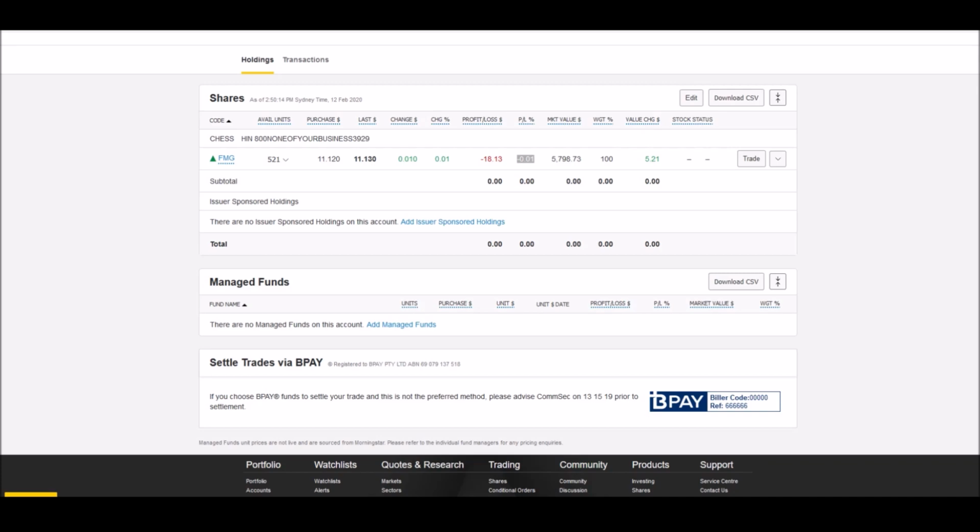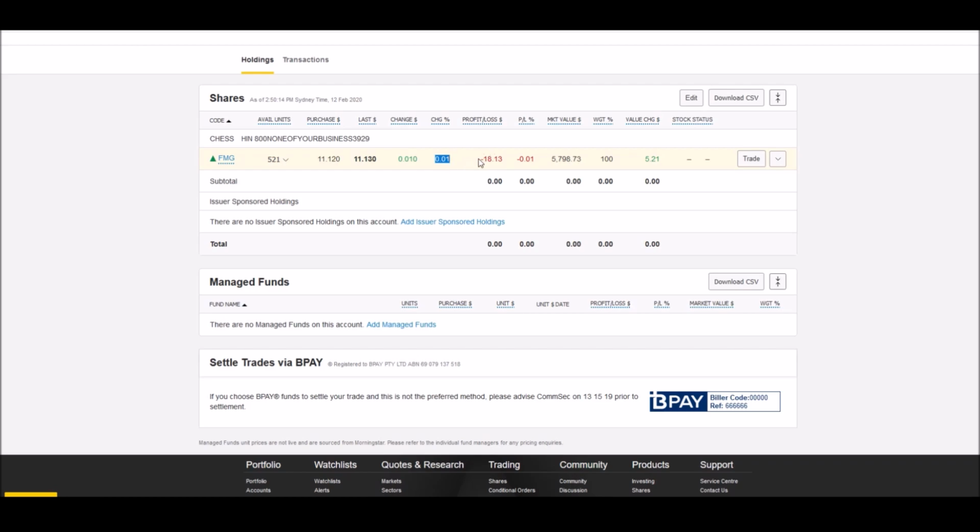Now that we've made our very first purchase of shares on Commsec, let's have a look at what our portfolio looks like. So we bought FMG shares, and we've got 521 shares at $11.12 purchase price. The latest price of FMG is $11.13, which for today is a change of 1 cent and happens to be a change of 0.01%. Now these numbers relate to the price of the actual stock for today. So this is today's change and today's change percentage.